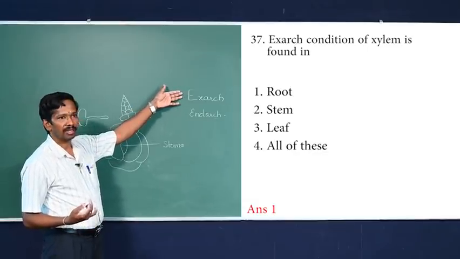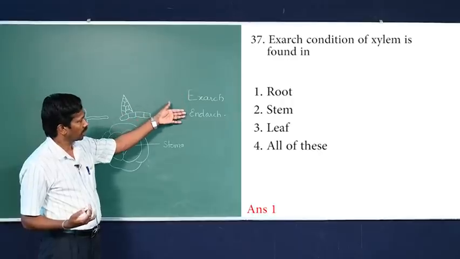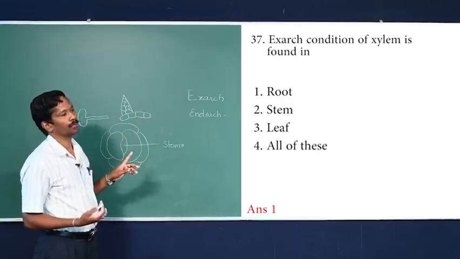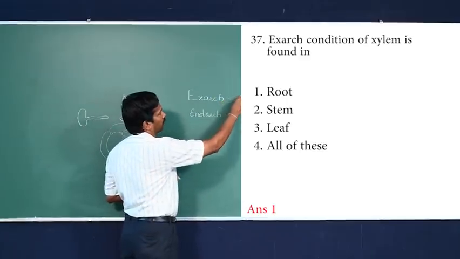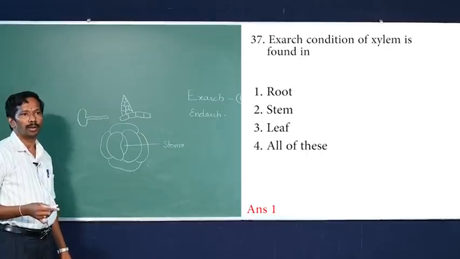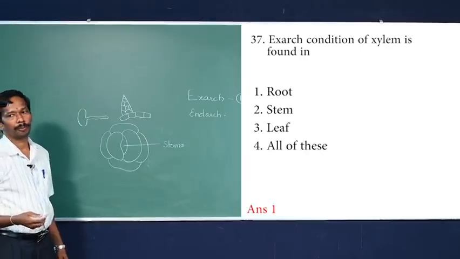Exarch condition is characteristically found in the case of the root system. Endarch condition is characteristically found in the case of the stem of dicots and monocots. So the answer should be 1 for question number 37, in the root system when compared to stem or leaves.